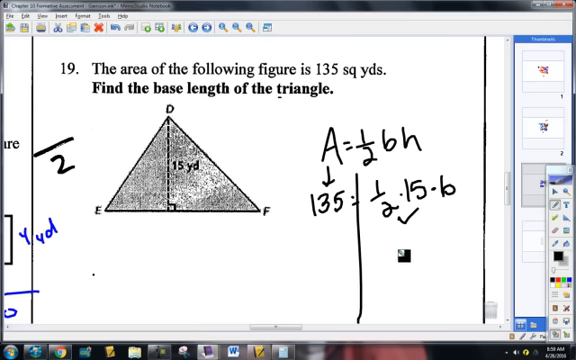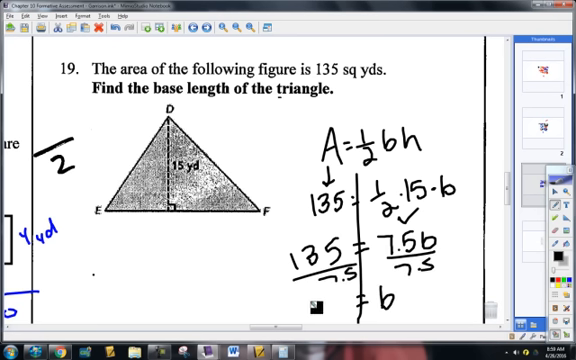First thing I'm going to do is simplify that. 7.5b equals 135. I'm going to divide by 7.5. That's going to tell me that b equals what? 18. Should be 18. 18 yards, just like that. So your 2 points are 18 and yards.